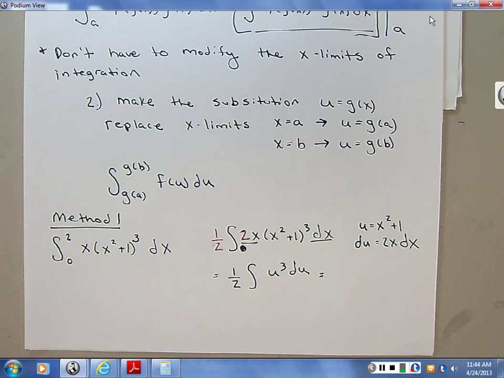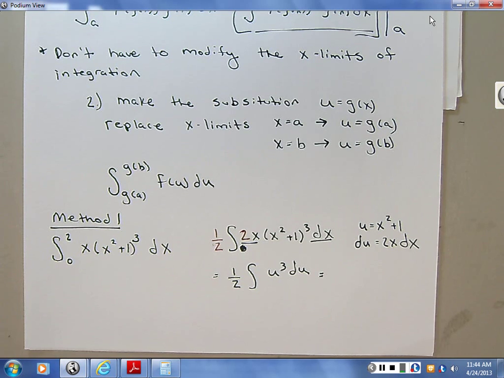If you don't like that method, you can always solve for dx. And dx is going to be du over 2x. So when I plug that in, the x is going to cancel and you're going to be left with a 1/2. Right? You guys see both techniques of doing that? Either way is fine.